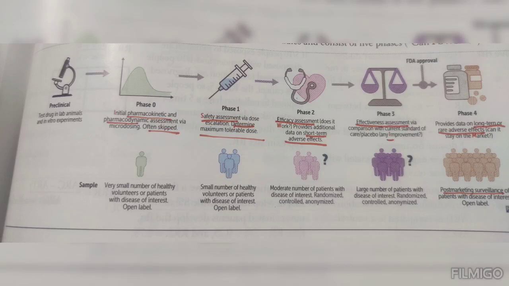Phase 3. Effectiveness assessment. Phase 2 would be efficacy assessment. Phase 3 would be effectiveness assessment via comparison with current standard of care or placebo. I. Swim. Any improvement. I, improvement. Here the sample size would be a large number of patients with disease of interest, randomized, controlled, anonymized. Moderate number in phase 2, large number in phase 3.